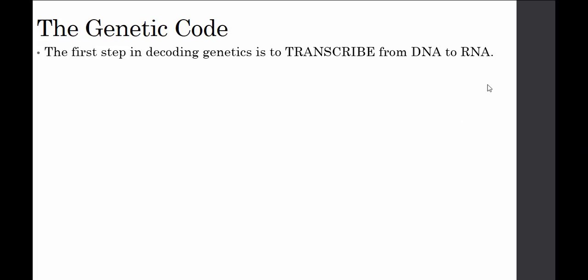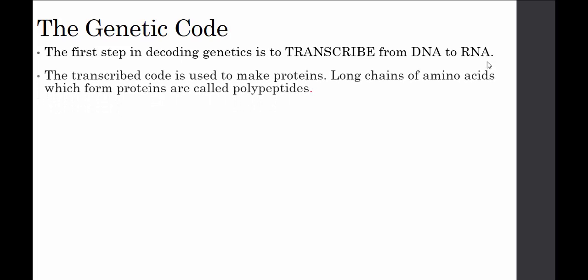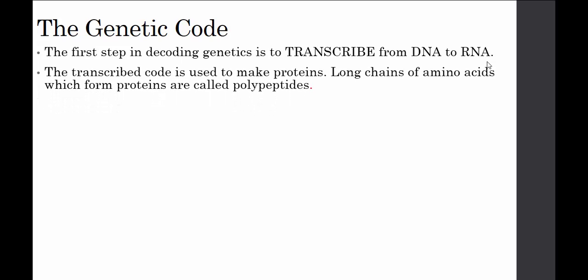And we talked last time about how the mRNA makes a copy of the DNA, the mRNA being a blueprint of the master copy. And we called that transcription, which is when the RNA is going to transcribe from the DNA. Now, the transcribed code is used to make proteins.